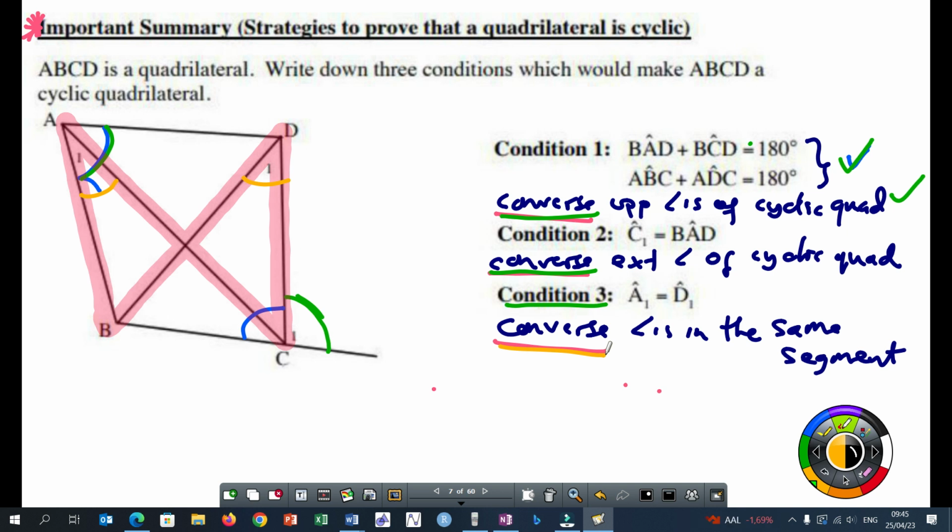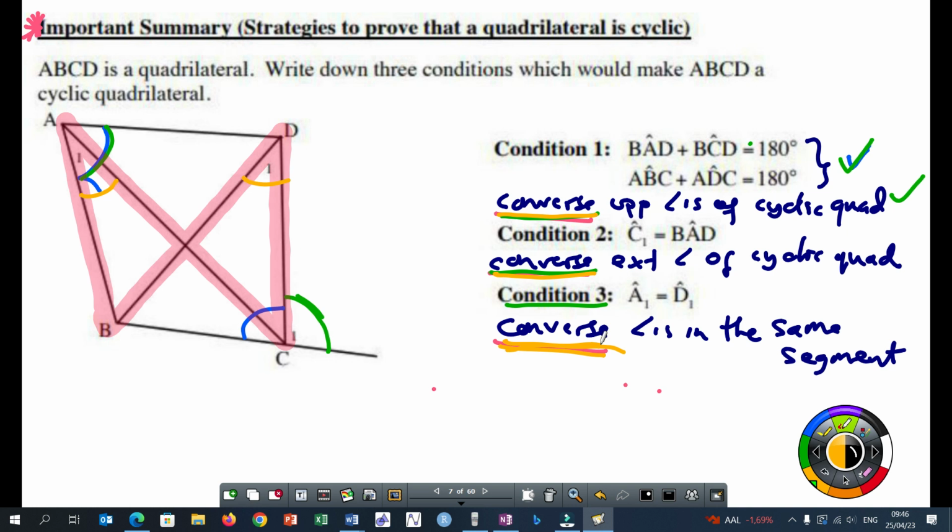Please take note, the word converse is very important when you are proving that a quad is cyclic, or when you are proving the opposite of a theorem, whether a line is a diameter or whether a quadrilateral is cyclic. Later we are going to talk about tangent theorems. Whether you want to prove that a line is a tangent, you use the converse. And the first word that you have to write is converse. Then you state the original theorem.